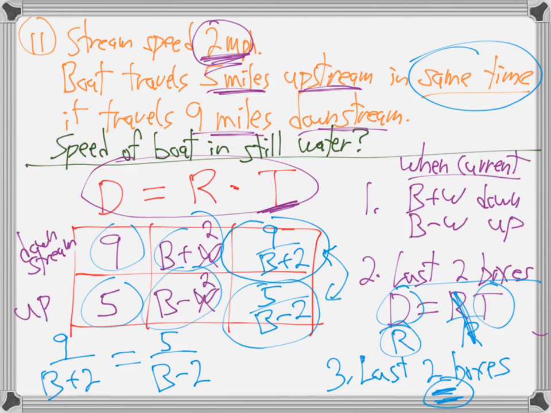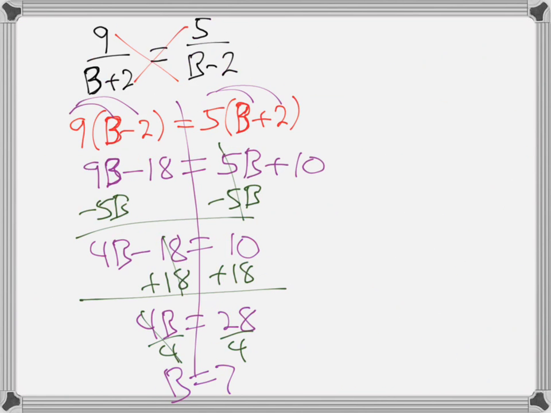See what they said back here? Still water. Why did they ask speed of the boat in still water? They mean without any help from the water. Just still, like on a lake. You know, what can the boat's engine do on its own? That's exactly what this answer is. That's the boat on its own, without being sped up by the river or slowed down by the river if it goes against it. 7 miles an hour on its own. That's the boat's speed in still water.